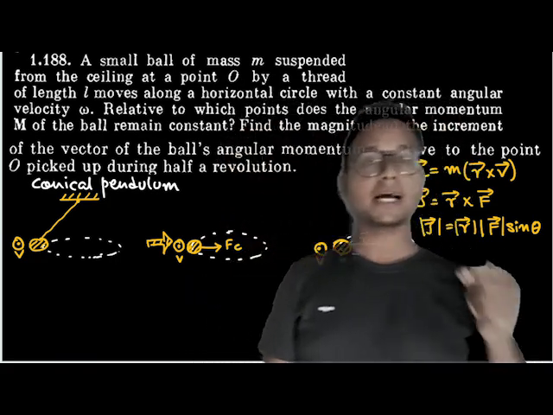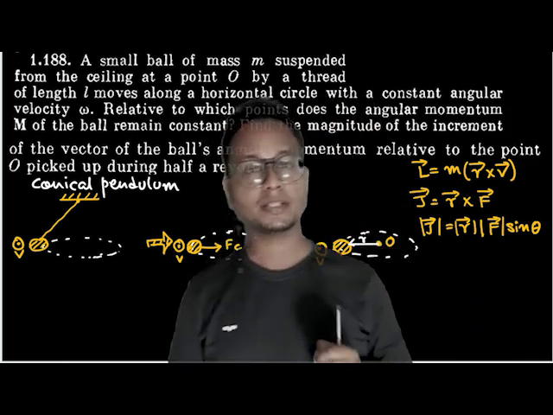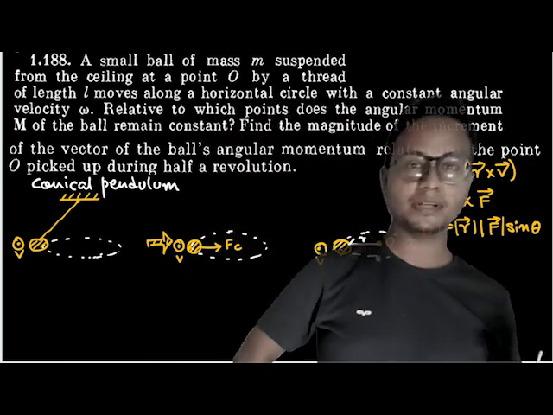And the direction of angular momentum is upward if the velocity of the particle is constant. So this question is fair and simple in this manner.